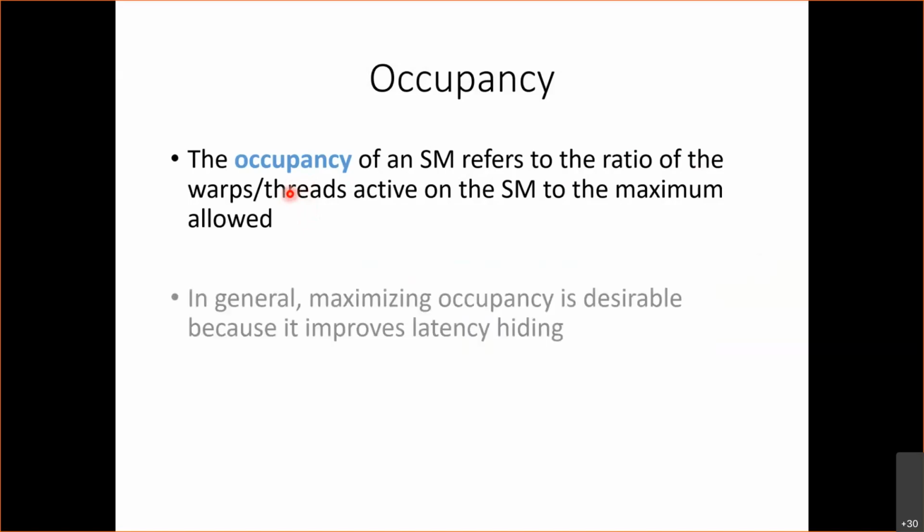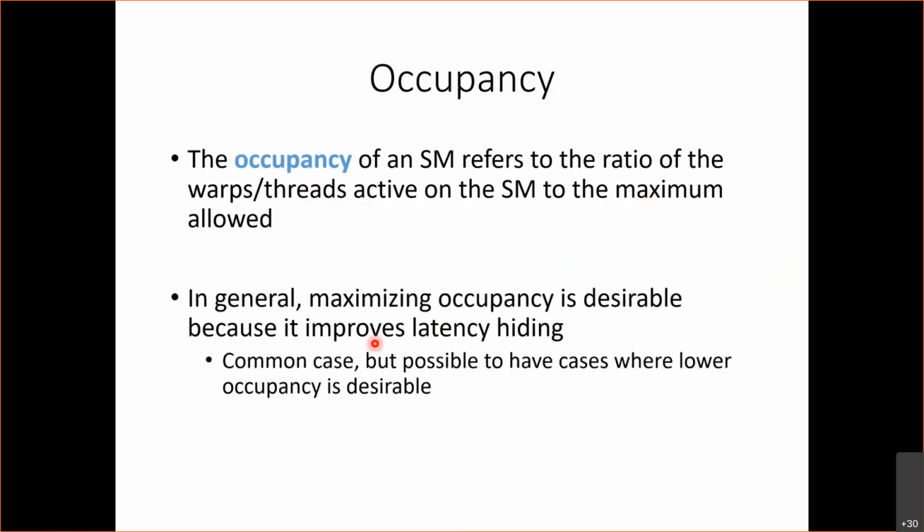Now, in general, I would like to maximize my occupancy, right? I'd like the number of threads scheduled to my SM to be the maximum allowed, because the more threads I have on the SM, the better I am at hiding the latency, because I have more threads, more instructions, more warps to choose from. This is the common case. However, it is possible that we might have cases where having high occupancy might hurt performance. So in some cases, lower occupancy is desirable, but in the common case, I would like to maximize my occupancy.